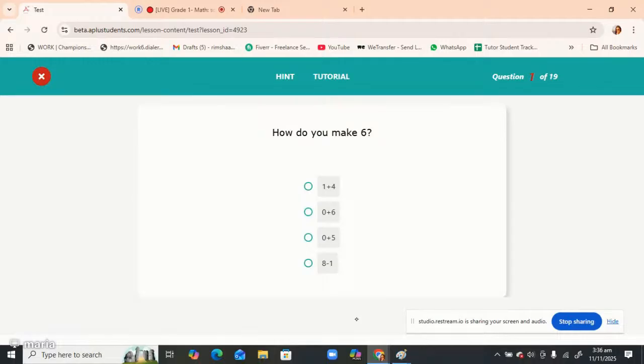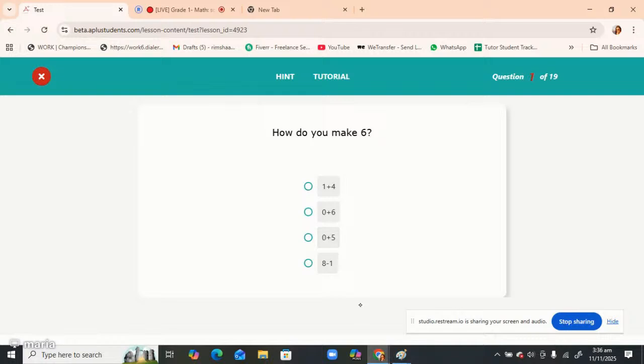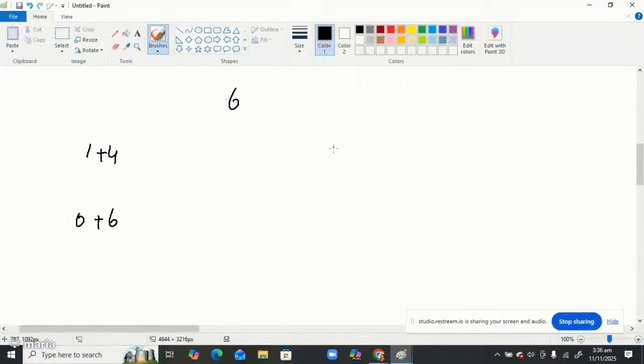For example, how do you make 6? Okay, there are some options. Let's see. The first option is 1 plus 4. Then it's 0 plus 6. Then the option is 0 plus 5, 8 minus 1. These are all the options. This is option A. This is B. This is C. And that is D. Let's solve each option separately and then we see.